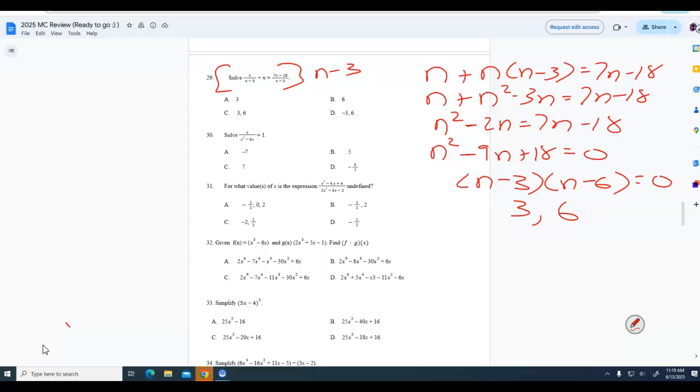So if you plug 3 back in, you get a 0 in the denominator. 3 is no longer an answer. Your only answer is 6. You do have to check for that for problems with denominators. You got to make sure there's no 0 in your denominator.